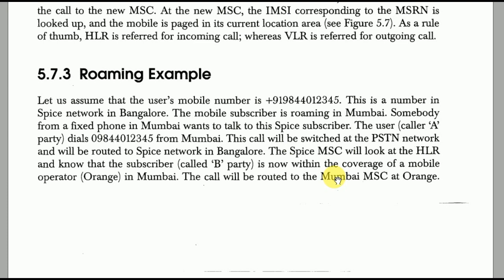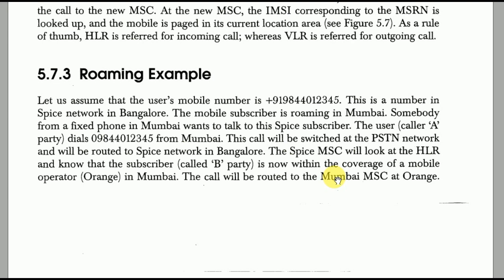The MSRN is a temporary, location dependent MSISDN number. It is assigned by the serving VLR for each MS in its area. MSRNs are numbers reserved by the PLMN only for roaming use, and they are not visible to the subscribers.